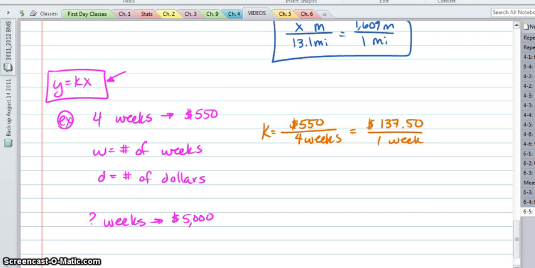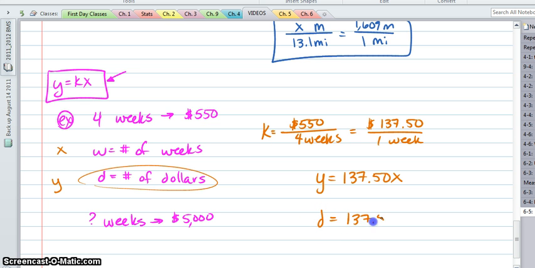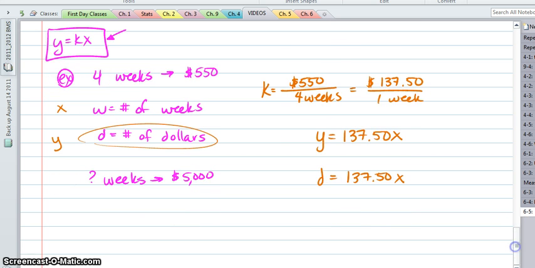Now, what are we trying to calculate here? Well, we're trying to calculate how much money ultimately she earns given the number of weeks. So that's like my y, and this is like my x. So y equals my unit rate k times x, or using the variables given, D equals 137.50 times W. Either equation would be fine, but this is using the variables given.